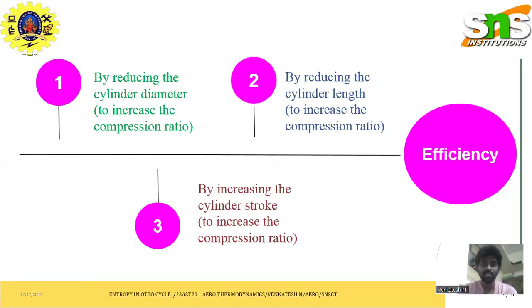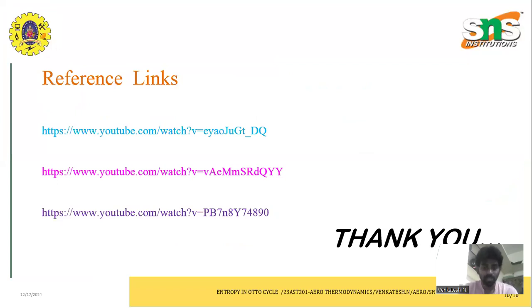So this is the efficiency of the Otto cycle. Reducing the cylinder diameter increases the compression ratio, reducing the cylinder length increases the compression ratio, and increasing the cylinder stroke increases the compression ratio and the Otto cycle efficiency. The application of the Otto cycle is mostly in two-stroke and petrol engines. We have to increase the compression ratio, meaning the fuel is considered before compression and after compression. These are some reference videos about the Otto cycle of engine thermodynamics.